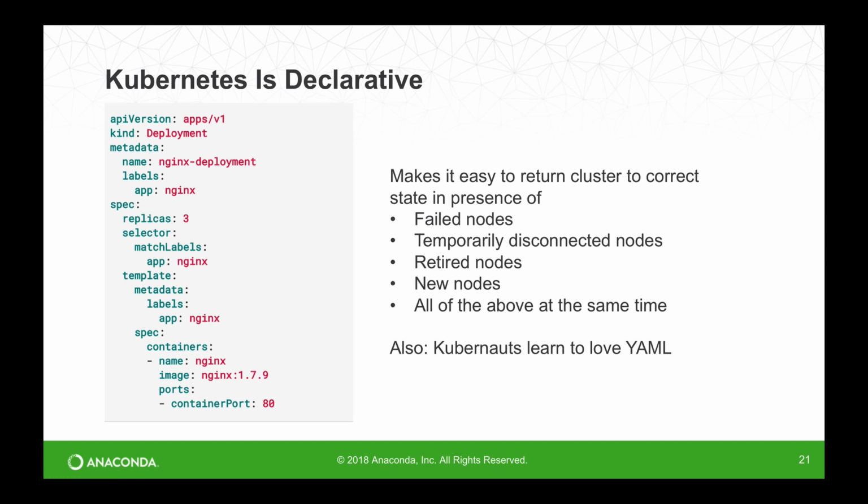And so this declarative approach makes it very easy to get to accurate state in the presence of all kinds of failures and things that happen every single day in data centers across the world, like failed nodes and broken networks and natural disasters and so on. So everything in Kubernetes is a YAML file. So if you start playing with Kubernetes, you're going to have to learn to love YAML.